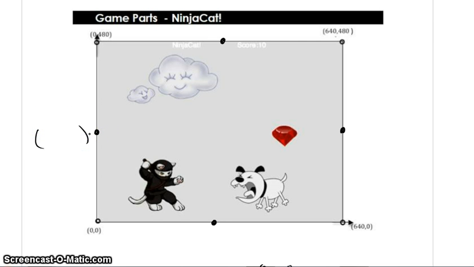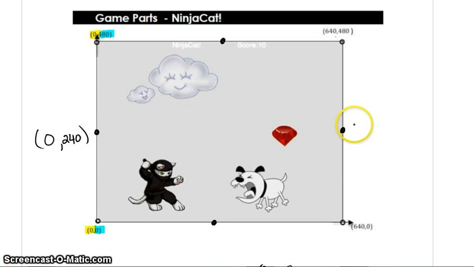I know that the midpoint on the left side of the screen is going to be the average of the X's and the average of the Y's. So the average of 0 and 0 is 0, and the average of 0 and 480 is 240. So those are the coordinates of the midpoint on the left side of the screen.